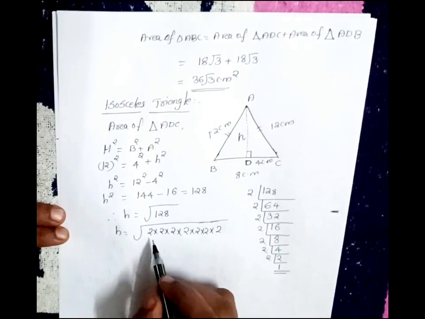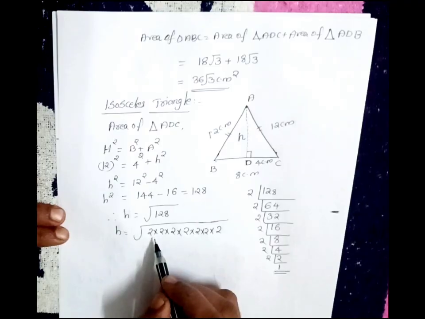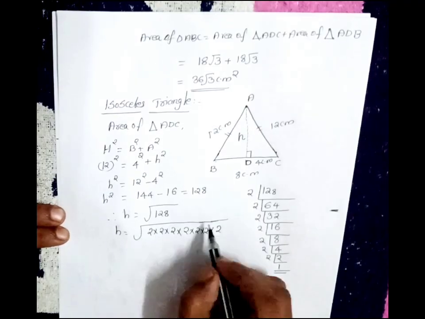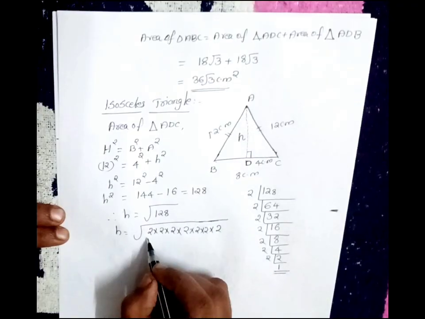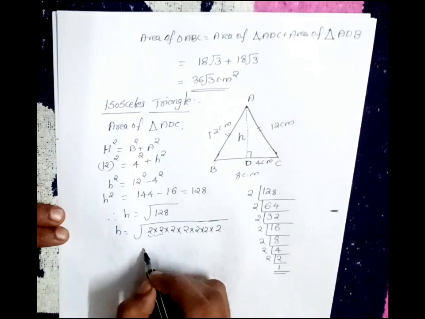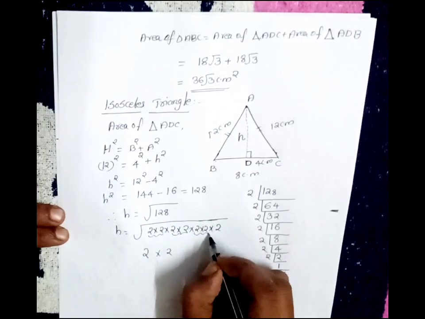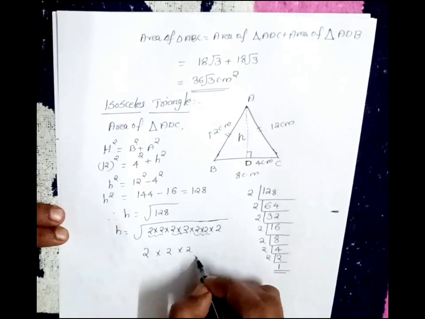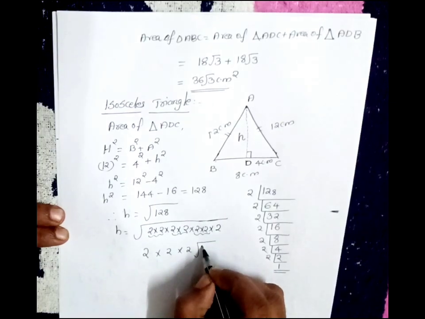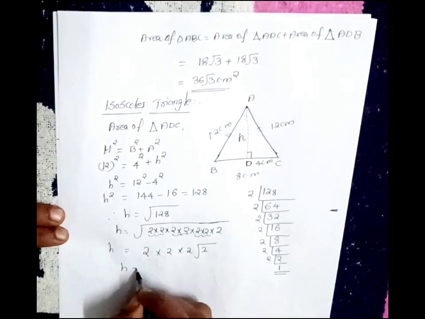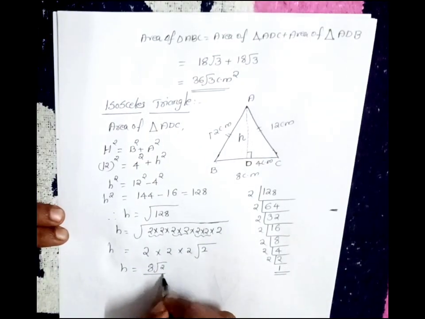Now here, considering the square, when we multiply a number by itself twice, we can find the square root. Therefore, we can take one number from each pair. Considering first 2 into 2, here we can take 2 outside. Then again 2 into 2, we can take 2 outside. Then again 2 into 2, we can take 2 outside. Then the remaining inside the square root is square root of 2. Therefore, h is equal to 8 root 2.